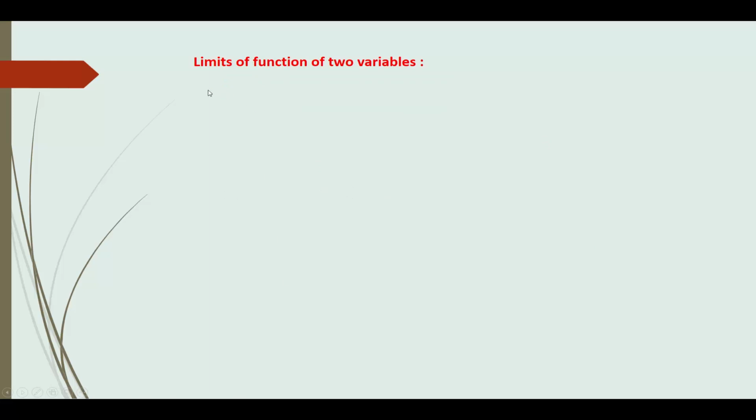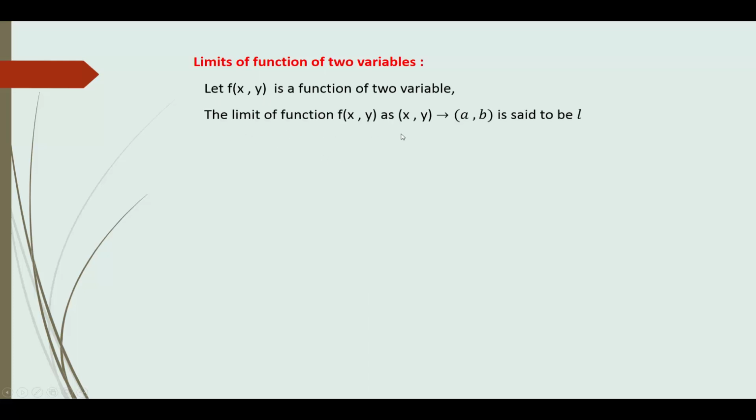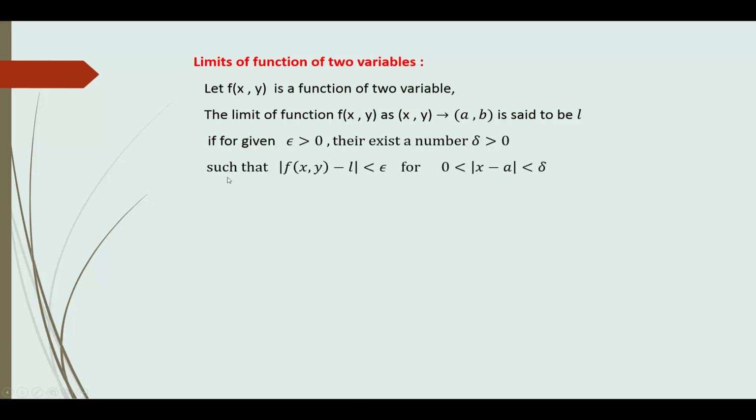Next, the definition of limit of a function of two variables. Let f(x, y) be a function of two variables. The limit of the function f(x, y) as (x, y) tends to (a, b) is said to be L if for given epsilon greater than 0 there exists delta greater than 0 such that mod of f(x, y) minus L is less than epsilon for 0 less than mod of x minus a less than delta and 0 less than mod y minus b less than delta. Then we can write it as the limit as (x, y) tends to (a, b) of f(x, y) equal to L.